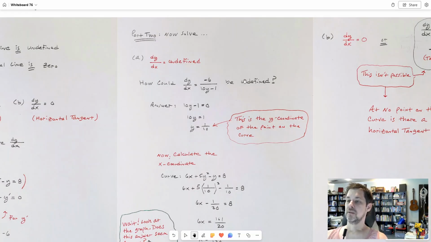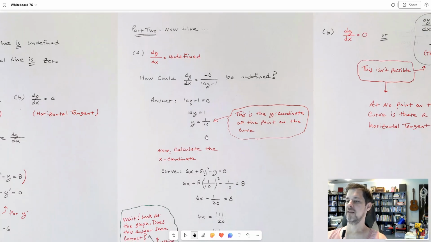How could that derivative be undefined? There's some math there. I see division, subtraction, and multiplication, but what could be undefined is division by 0. So I'll take that denominator and set it equal to 0, and that must be the key. However that would happen, that's what makes this undefined. So if I take that denominator and figure out what it takes to be 0, I set 10y minus 1 equal to 0, and I get y equals 1 over 10.